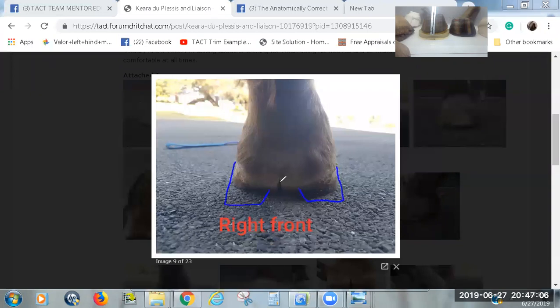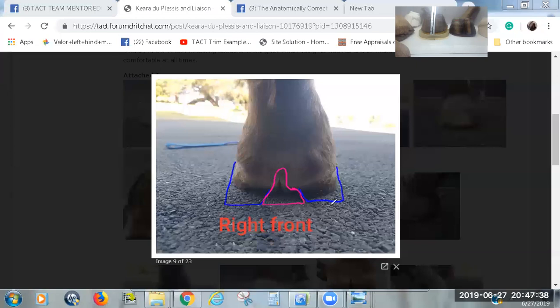And then this would be the frog stay right here, growing clear up into here. See how much more foot that would put on him? Yeah, a lot. And of course his cartilages here would lift up, and this digital cushion would be pushed up where it's supposed to be.